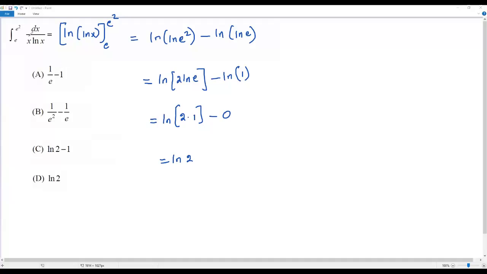Now I have evaluated the given definite integral. Its value equals ln 2. We find this ln 2 in answer choice D. The correct answer choice for this question is D.